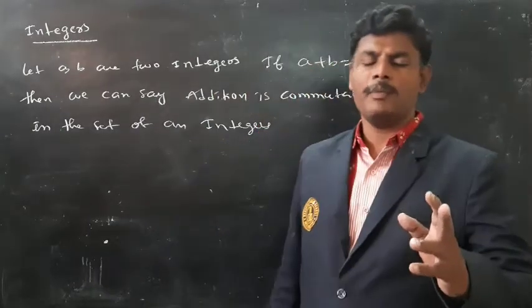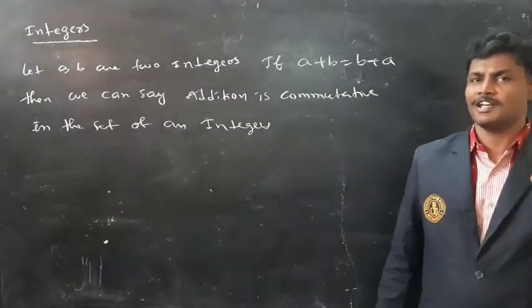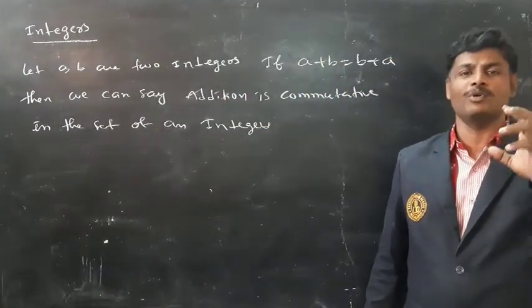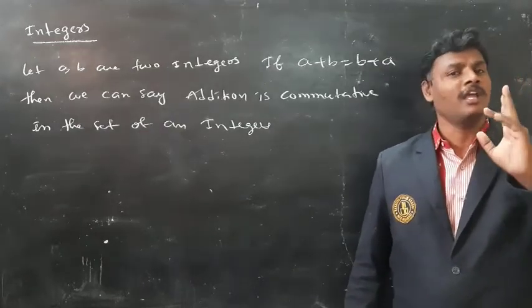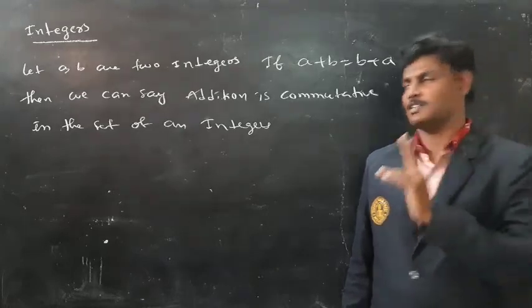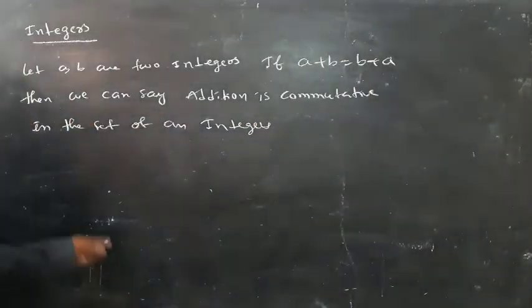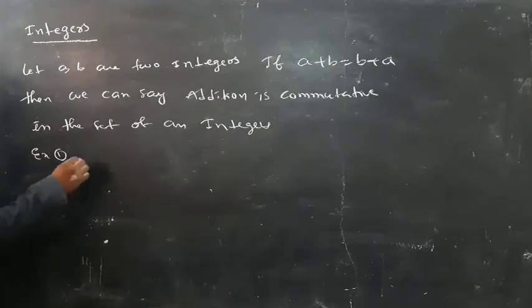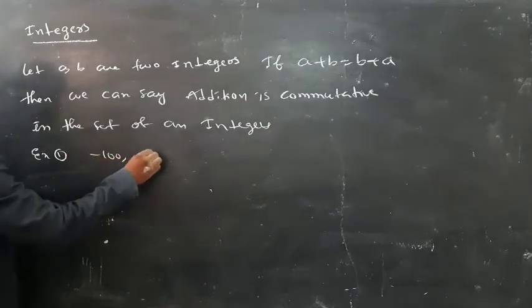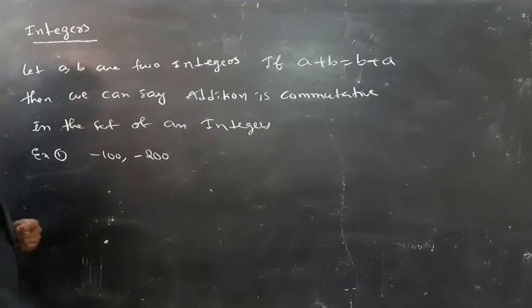Let a, b be two integers. If the result of a plus b and b plus a both are equal, then we can say addition is commutative in the set of integers. Now I am going to take some examples. Here example 1. Minus 100, minus 200 are integers.